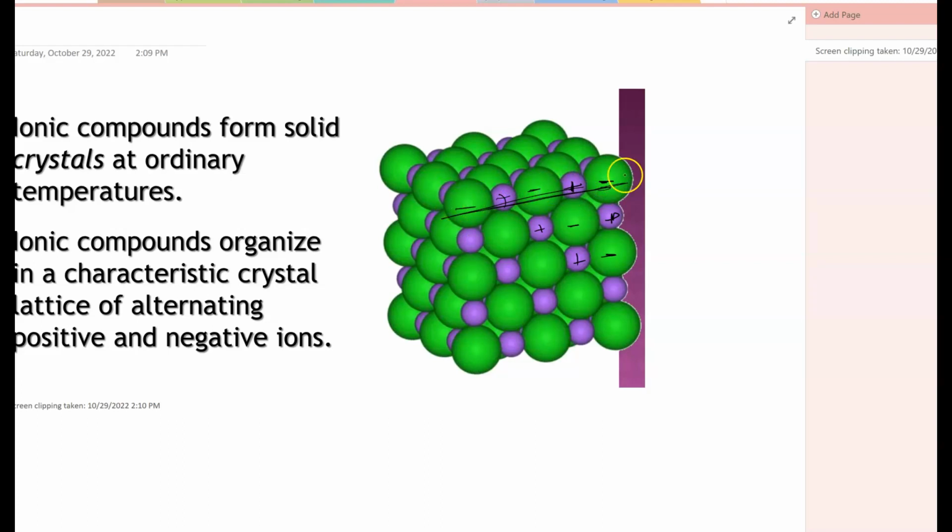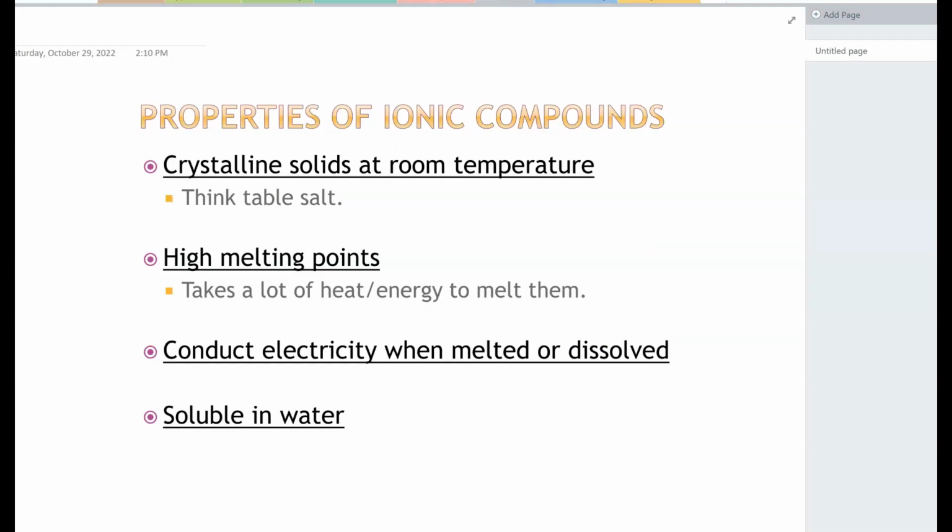As long as it's set up this way, all your negatives are surrounded by positives, all your positives are surrounded by negatives, which is great because that's maximum attractive forces. But what happens if any of those rows shift is that you would only have repulsive forces. When that happens, it falls apart. That's why ionic compounds are brittle, but they have very high melting points, and this is because of the crystal lattice. They're crystalline solids. They conduct electricity only when they're melted or dissolved. We'll talk about that in a minute. And they're soluble in water.